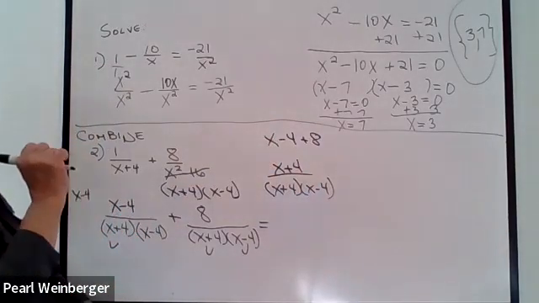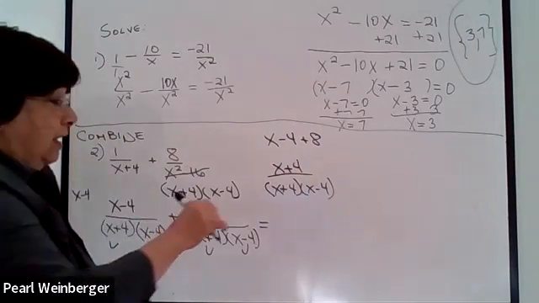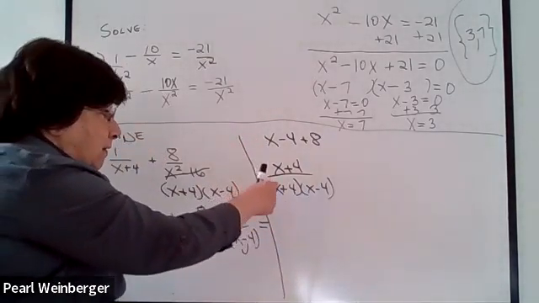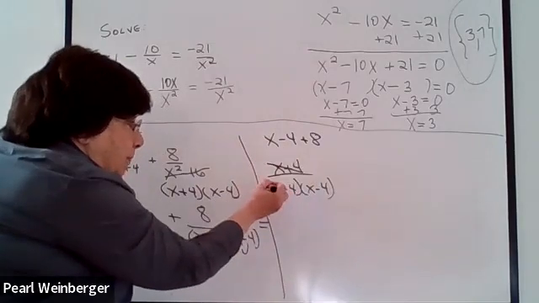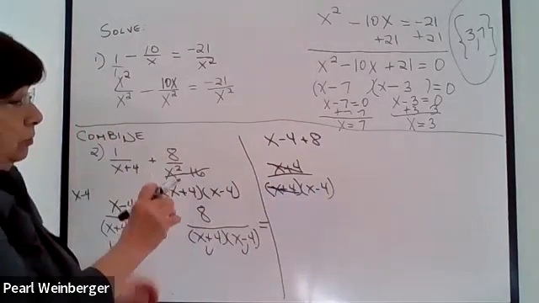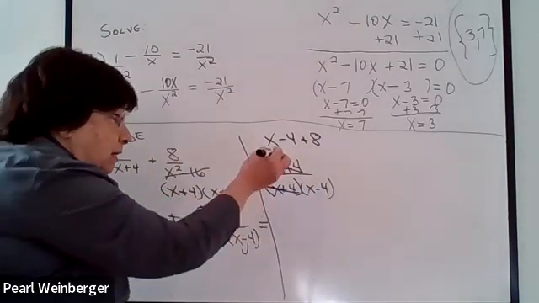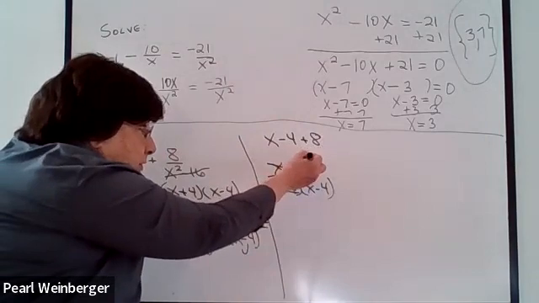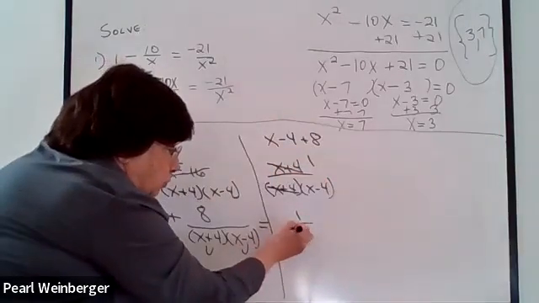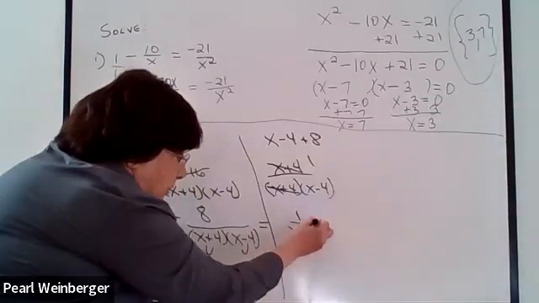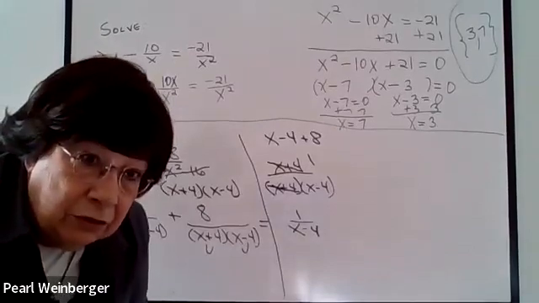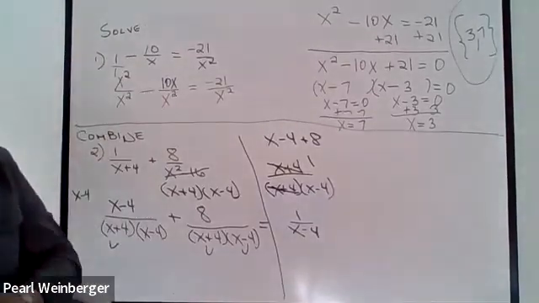And then you see, can you reduce anything? And yes, we can see that the x plus 4 on top and the x plus 4 on the bottom, remember, have to be the identical binomial, can be canceled. Notice nothing was left on the top, so I could put a 1 there, so my final answer becomes 1 over x minus 4. A lot of work for something that doesn't look so very complicated.